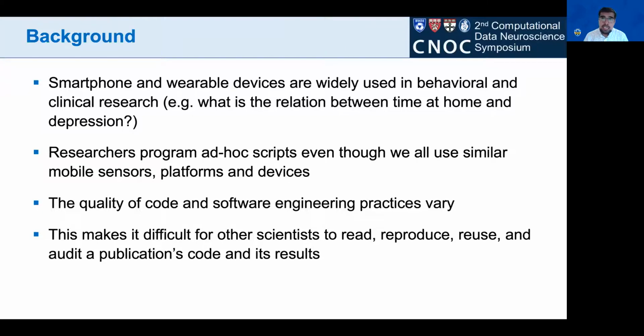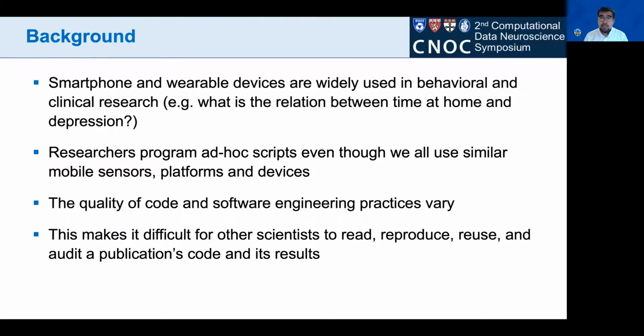In the last 10 years, smartphones and wearable devices have been widely used in behavioral and clinical research to collect sensor data 24/7. This sensor data is usually processed to extract measurements that quantify human behavior. For example, the time a person is asleep or the time they spend at home every day. These behavioral measurements or features are then analyzed using statistical or machine learning methods to explore their role in monitoring, intervening, or supporting different health conditions like depression, anxiety, bipolar disorder, or Parkinson's disease.